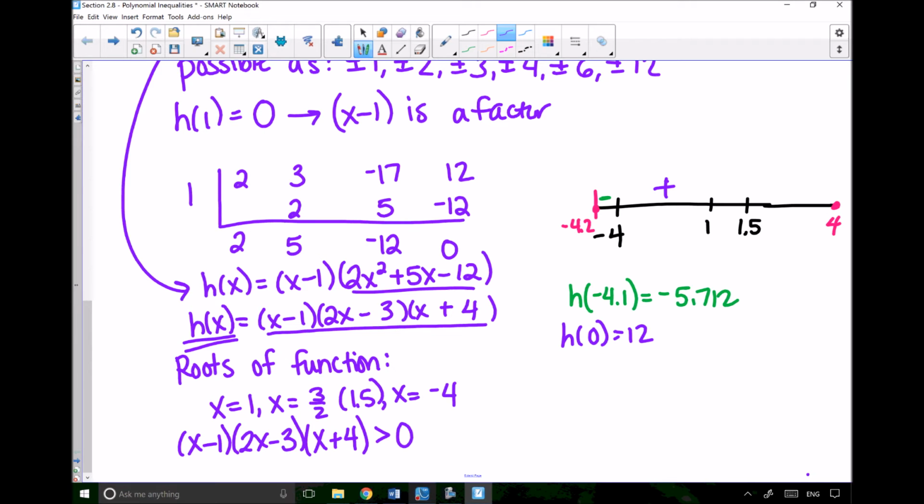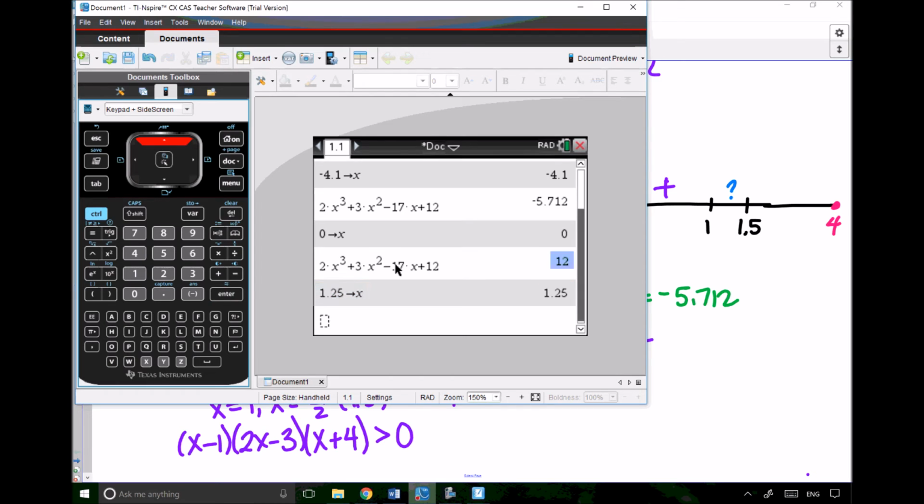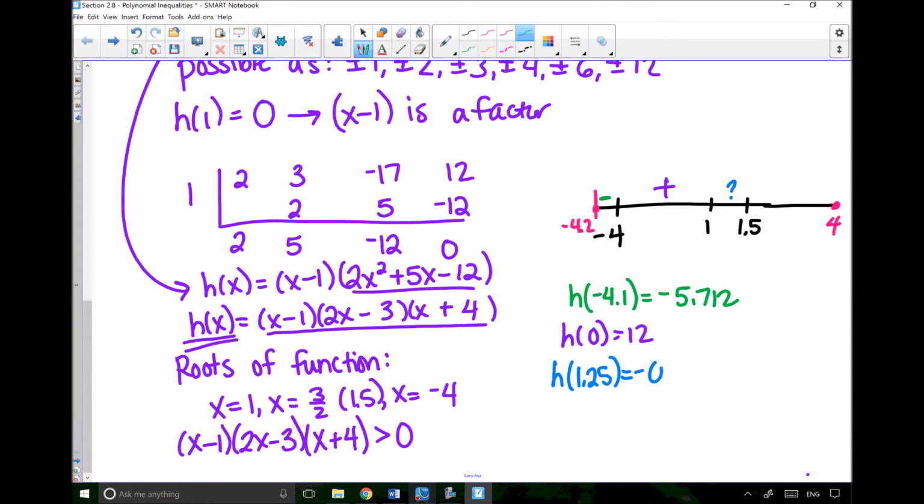Okay, now in this area right here, I need a value between 1 and 1.5. So let's try 1.25. So I'm going to store 1.25 in as x, and then I'm going to copy and paste this as well. Enter, enter, so I get a negative value, negative 0.65625. So I know that this is a negative value right here.